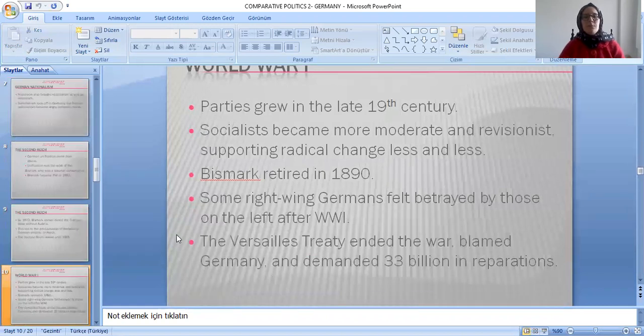World War I. Parties grew in the late 19th century. Socialists became more moderate and revisionist, supporting radical change less and less. Bismarck retired in 1890. Some right-wing Germans felt betrayed by those on the left after World War I. The Versailles Treaty ended the war, blamed Germany, and demanded 33 billion in reparations.